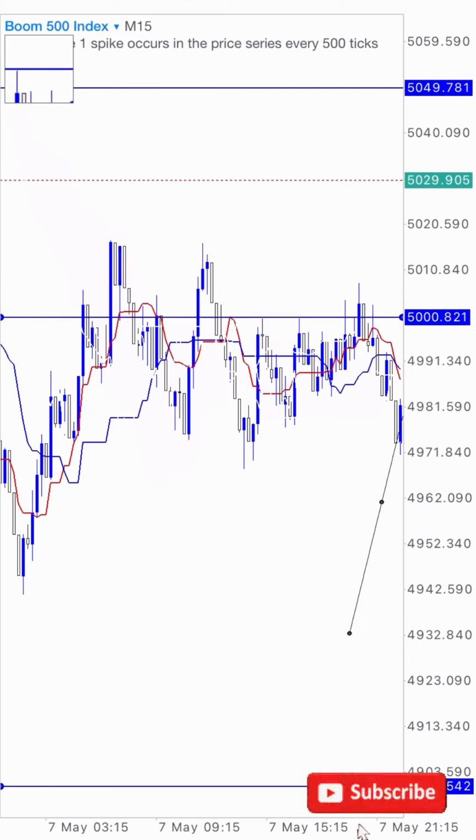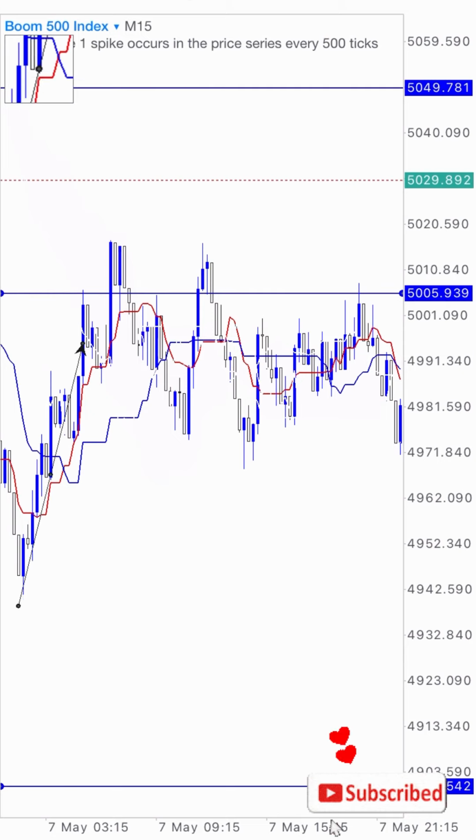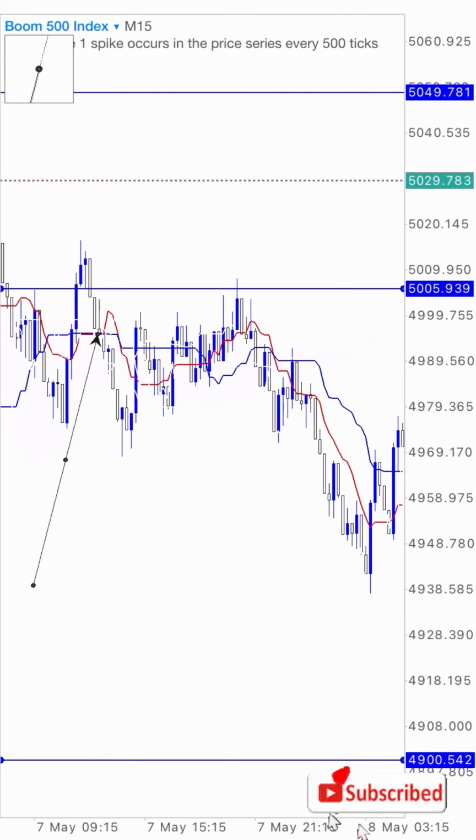Okay, you want to make sure at least you have a good touch. Okay, so we have a touch here, we have a touch here to prove that it is actually a good resistance zone. So price playing around, resisting, and your Ichimoku not yet confirmed.